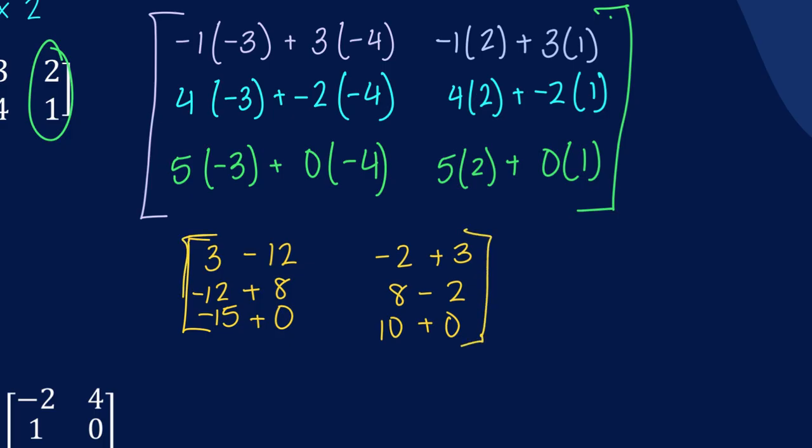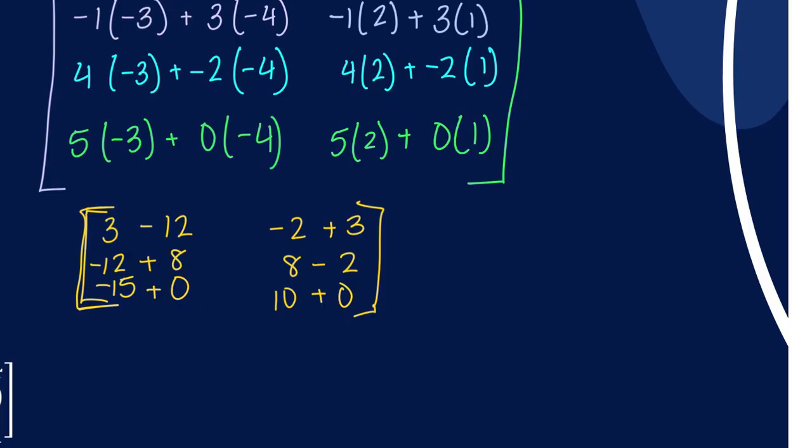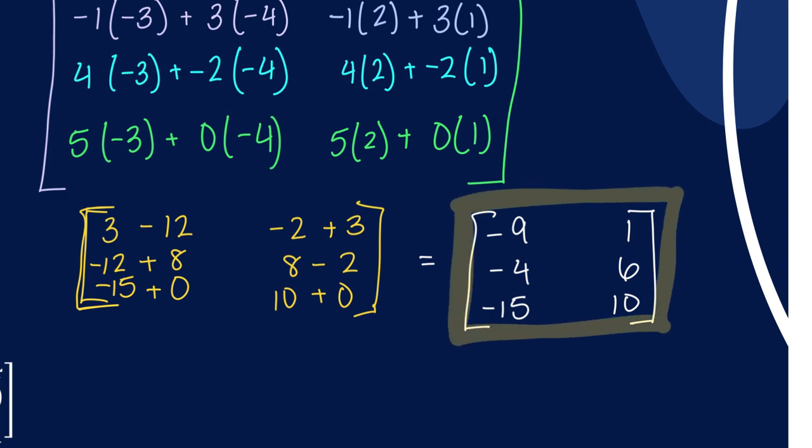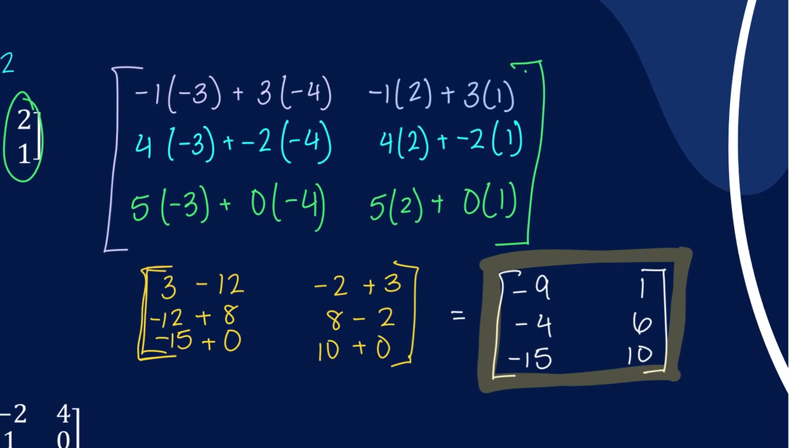Still not done. I have to finish solving these. Make sure your answers are in the brackets. If your answers are not in the brackets, it will be wrong. Now writing my final answer, I'm going to end up with -9 and 1, -4 and 6, and -15 and 10. And this would be my final answer. Please make sure again it is in those brackets.